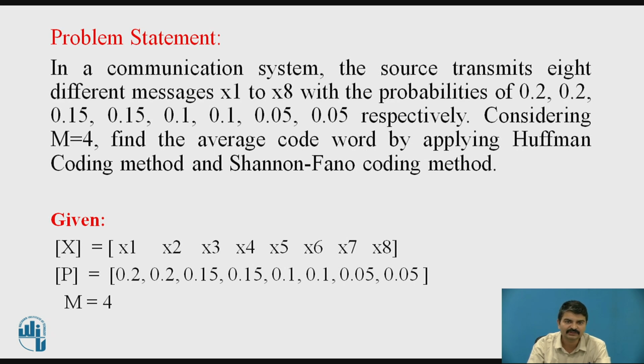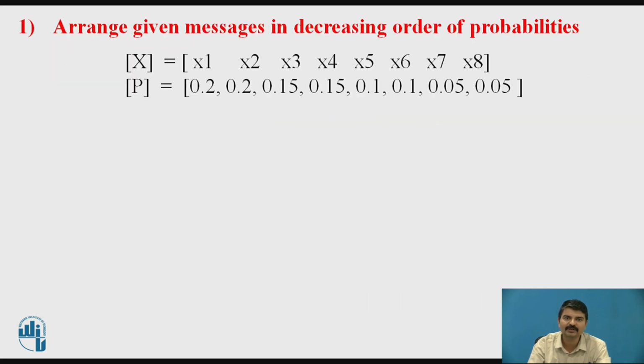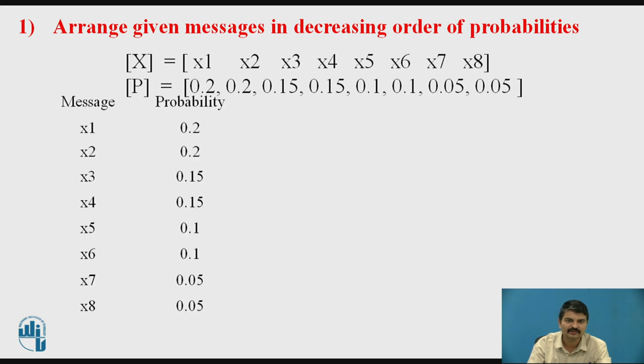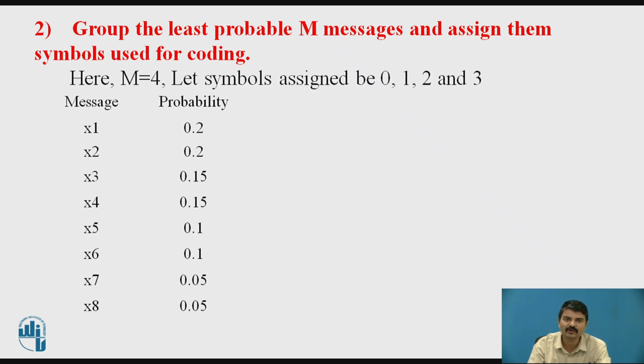Now, as per our statement, we apply what is given. In the first method of Huffman coding, we arrange the probabilities in decreasing order, from 0.2, 0.2 till the last 0.05. Our task is to group them into m probable messages. As m is equal to 4, we assign 4 symbols: 0, 1, 2 and 3. After assigning, I consider the last 4 messages: 0.1 is labeled as 0, 0.1 is labeled as 1, 0.05 is labeled as 2, and the last one, x8, is labeled as 3.